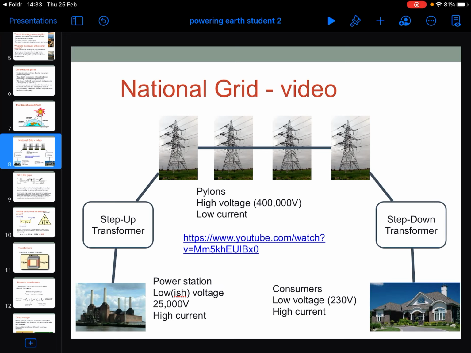And a high current is generated. You do not need to know the number of volts that is generated in a power station. So you don't need to know that 25,000. It's just there to illustrate it. So you've got a lowish voltage, a high current.